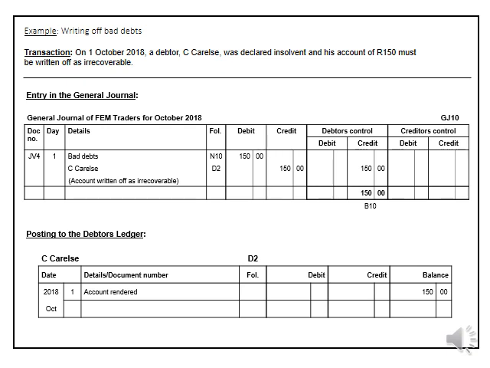In the journal entry, we have credited C. Carlser's account, so we will also do that in the debtors ledger. And since debtors have a debit balance and we credit it, it is subtracted, and that leaves C. Carlser's account now with a zero balance.